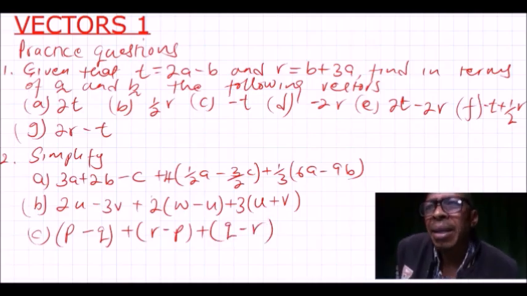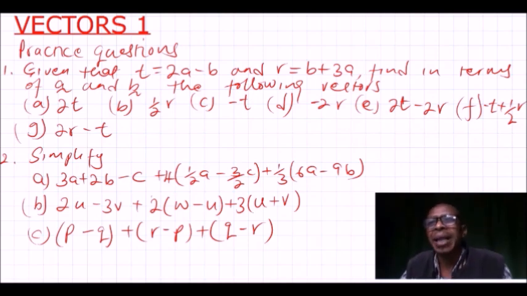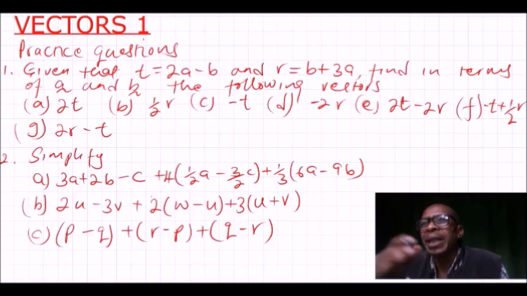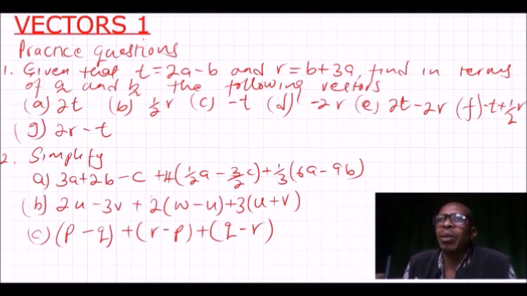Remember, this is an introduction to vectors, and you have to understand the basics of vectors, so that even when you get to vectors in Form 3, you have understood the basics. So the next lesson we are going to deal with column vectors and position vectors, and then you see what position vectors and column vectors are.